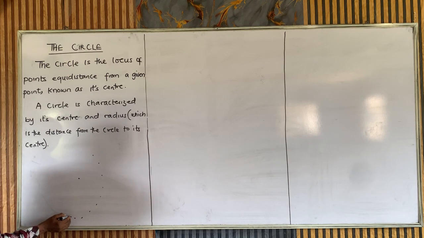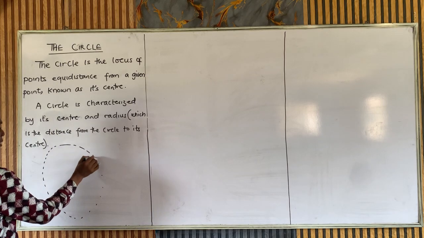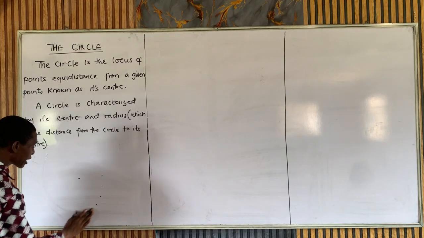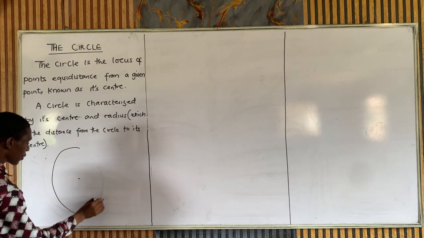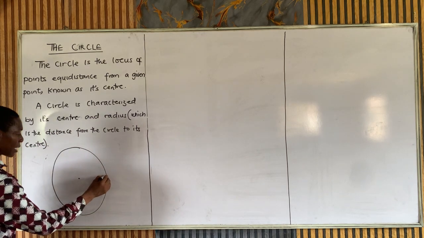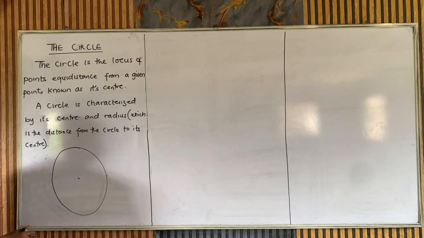Don't mind my diagram because it's a freehand sketch, give us the circle. So this is it. If I join these points together, I will have something that looks somewhat like this. Don't mind my sketch. Okay, such that the distance from here to here is the same as distance from here to here. Anywhere along this curve gives us equal distance.